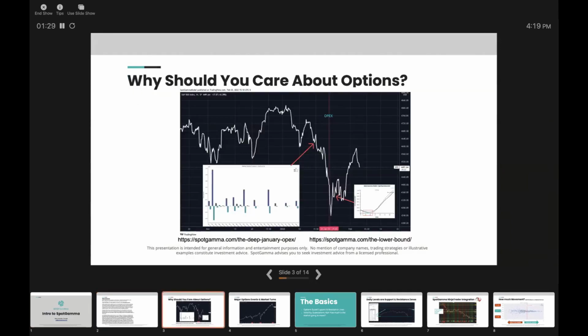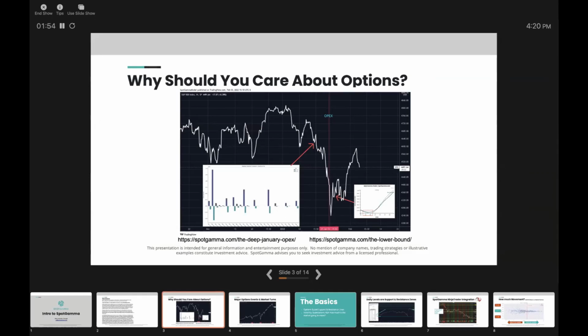So first, why should you care about options? For those of you who are not familiar with the options complex, or how those hedging flows may invoke volatility or create changes in the way the markets move, we wanted to present just a couple of examples. Earlier in January, this was actually February, so last month, into the third Friday of every month, which is options expiration, there are large options positions which shift around.